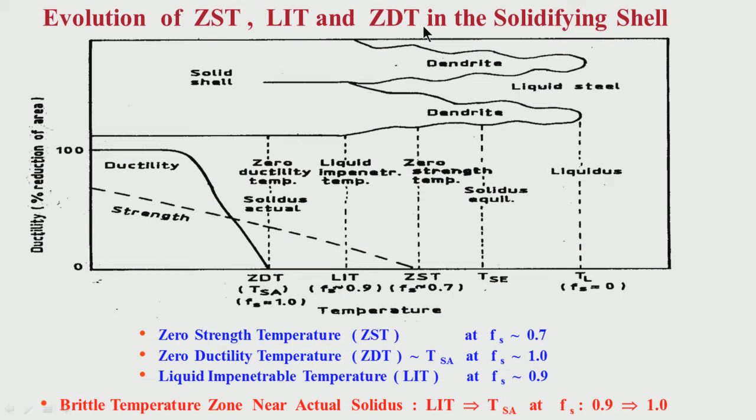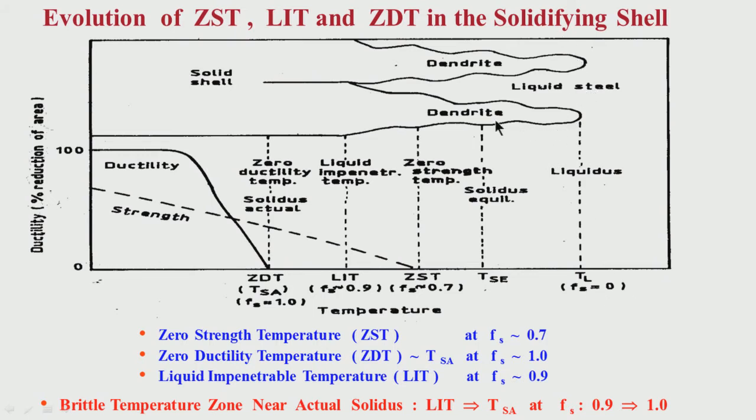In liquid there is no strength, in liquid there is no ductility, but at what stage of solidification strength and ductility are emerging or evolving, that is important. Let us try to understand from this figure what is happening. These are the dendrites which form during solidification. Look here, this is the liquidus temperature, TL, that means solidification is starting at this point, at this temperature. Solid fraction Fs is 0.